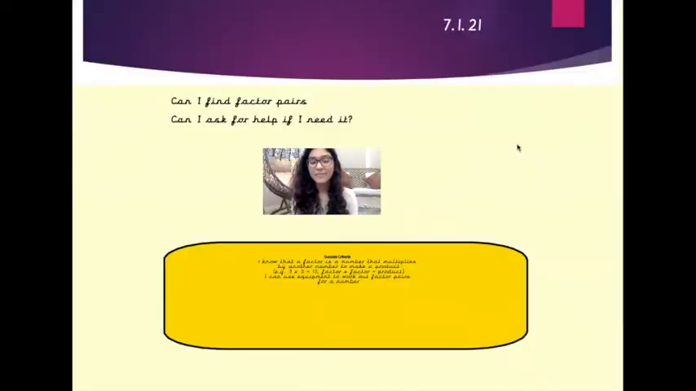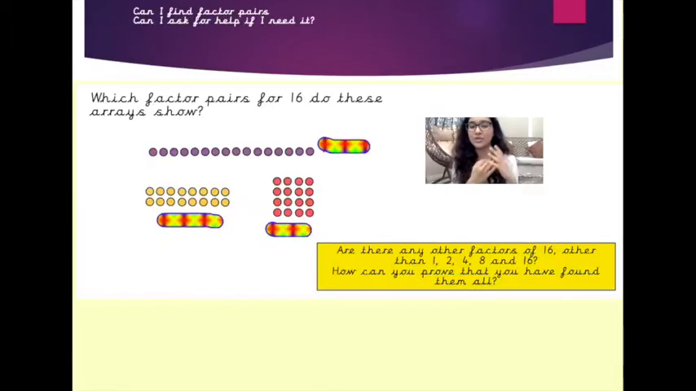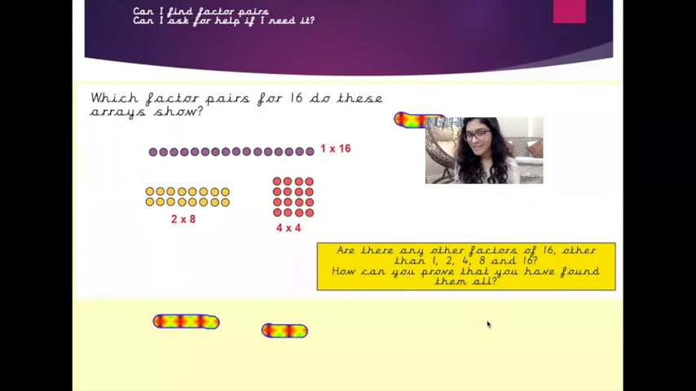Our learning objective for today is, can I find factor pairs and can I ask for help if I need it? Now, which factor pairs for 16 do these arrays show? You have one in purple, one in yellow, and one in red. So I'd like for you to pause the video and have a think about what you think those pairs would be. Now let's see if you were correct.